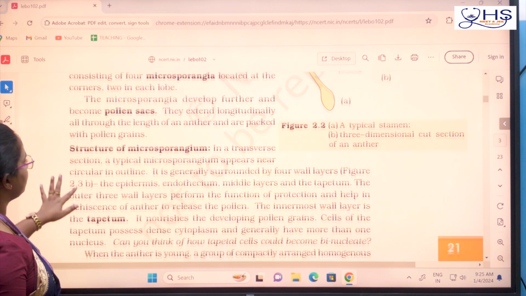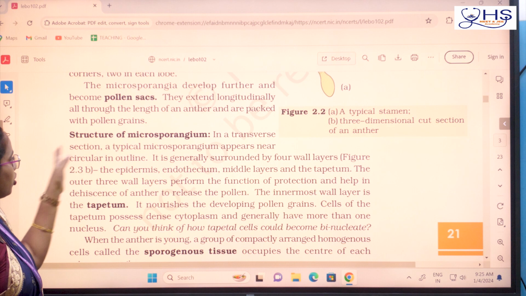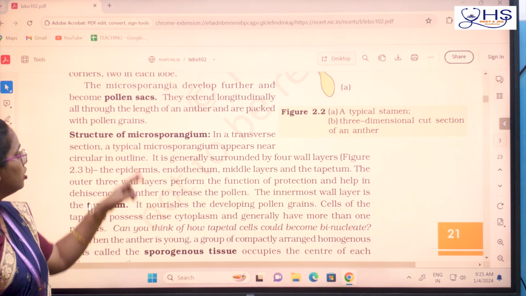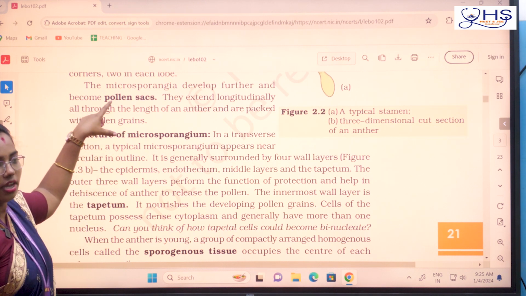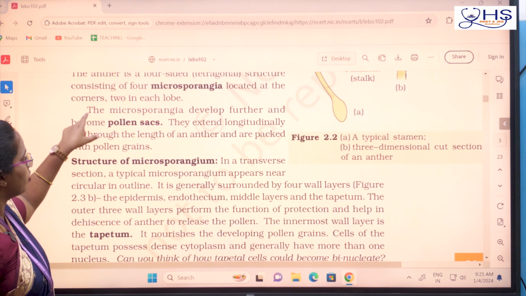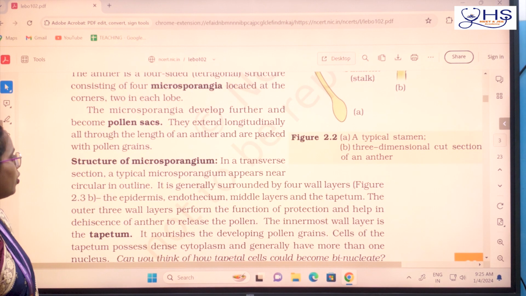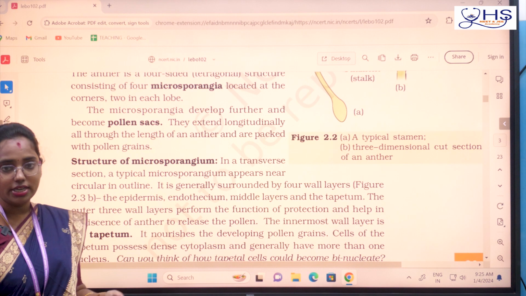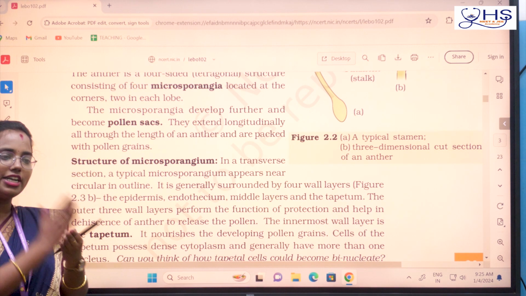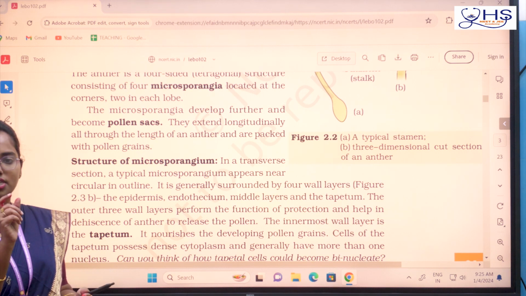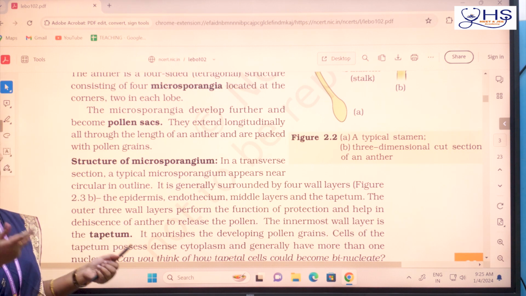Okay, so next. They extend longitudinally all through the length of the anther and are packed with pollen grains. Yes, that's what it means. So if they ask what is pollen sac in 2 marks, you have to write this paragraph. Understood? What is pollen sac? The microsporangia will develop further and become pollen sacs. They extend longitudinally all through the length of the anther. That means if you cut anywhere in the anther, you will find the pollen sac. Okay, all through the anther and are packed with what? Pollen grains. It is a sac.